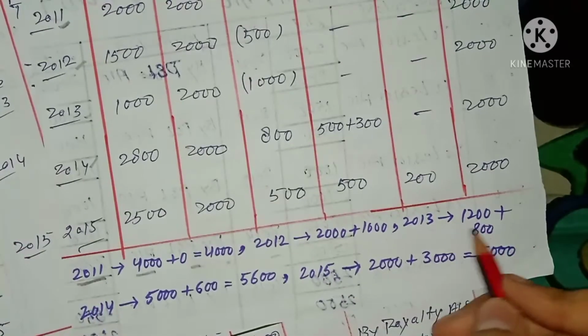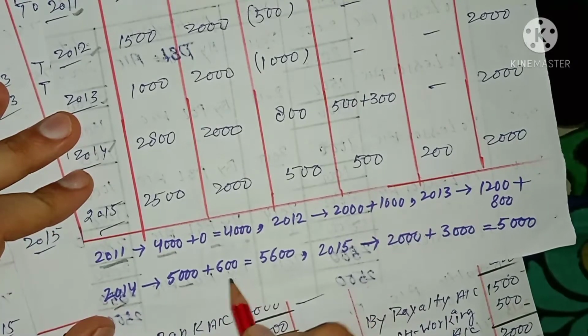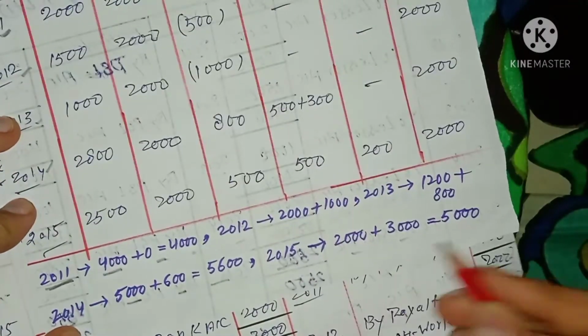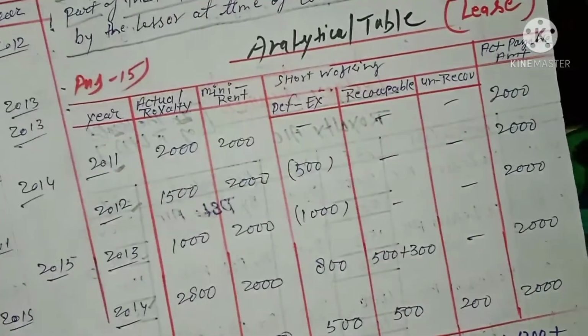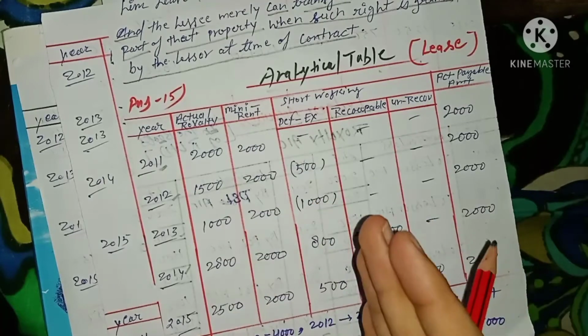In the year 2013, here you can see 1200 plus 800, and in the year 2014, 5000 plus 600 is equal to 5600. In the year 2015, 2000 plus 3000 is equal to 5000. So like this, you have to figure out the actual quantity generated by R limited as well as T limited.